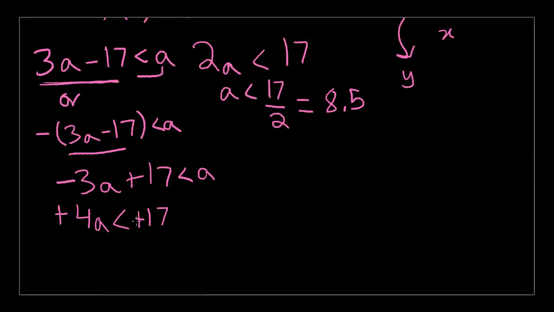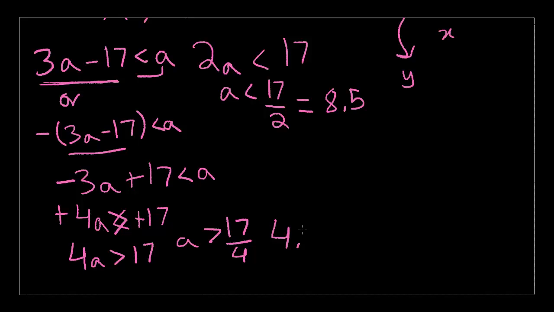Did I do that right? No, then you also need to switch the sign. My apologies. That's what you do when you switch the entire sign. So 4a must be greater than 17, and a is greater than 17 divided by 4, which is 4.25. So a is less than 8.5 and is greater than 4.25.